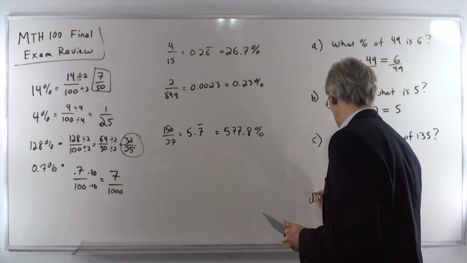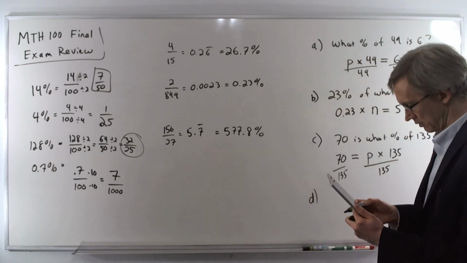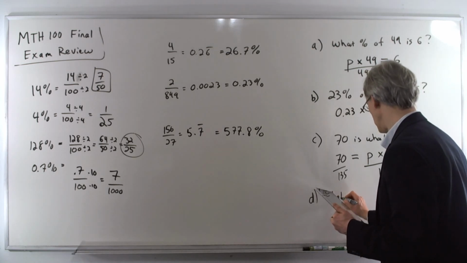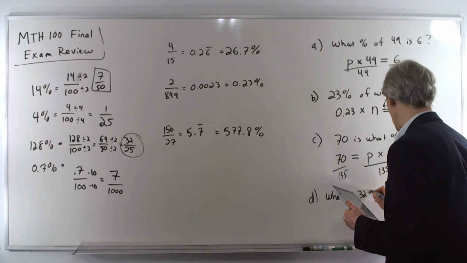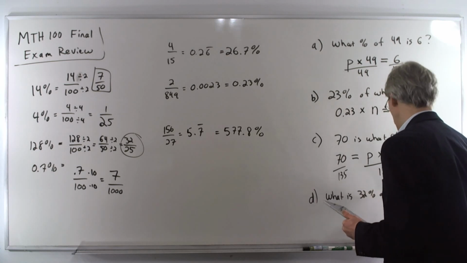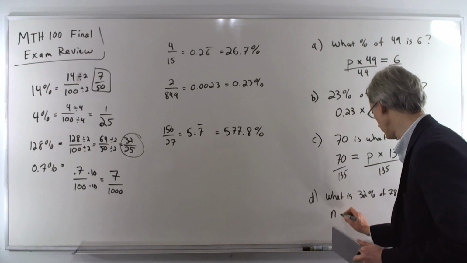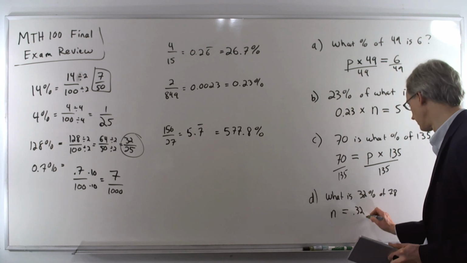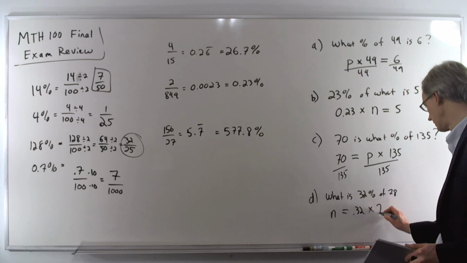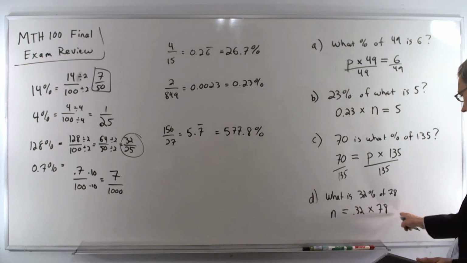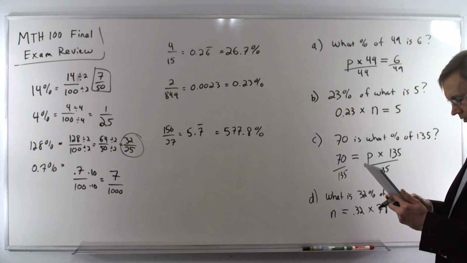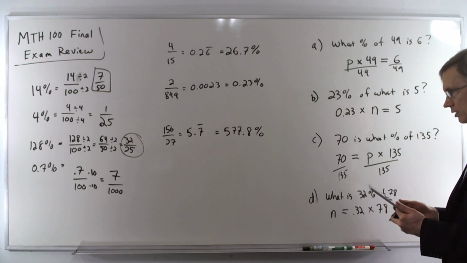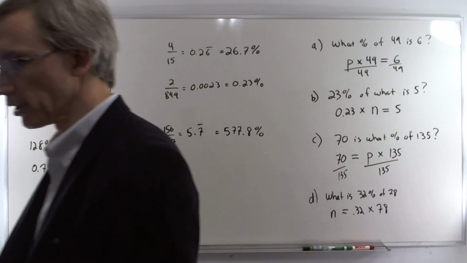All right, part D. What is 32% of 78? Okay, what is the variable, is the equal sign, 32% is 0.32, of is multiplication, and 78. So this one, all I have to do is multiply those and we get n. And that brings us to chapter 6, converting units.